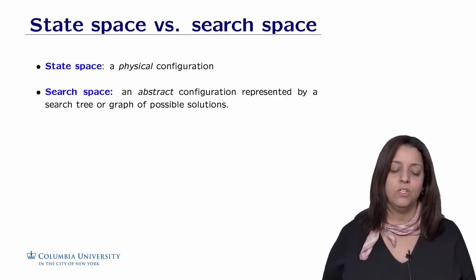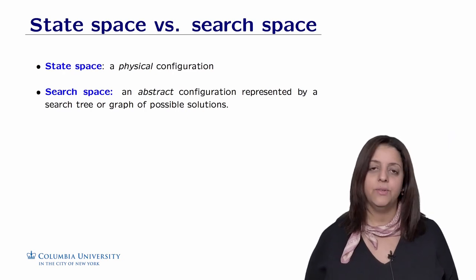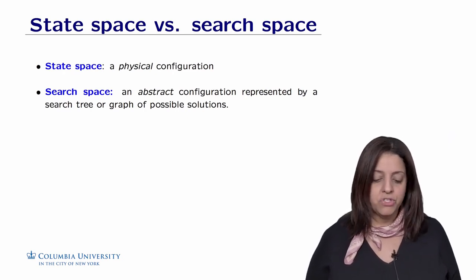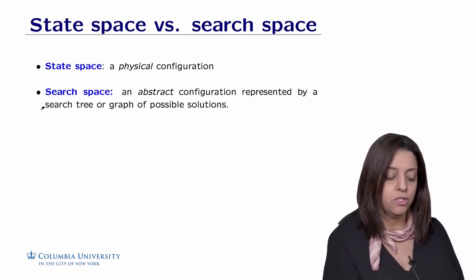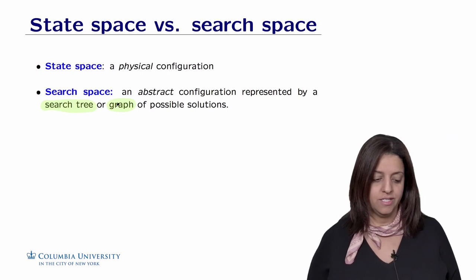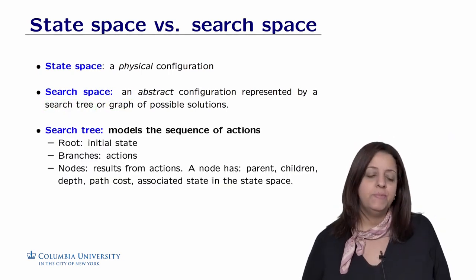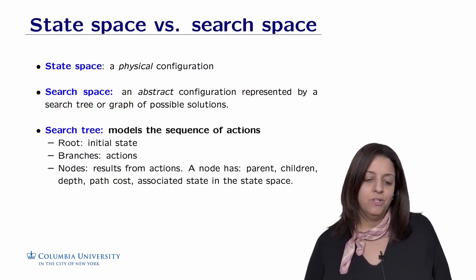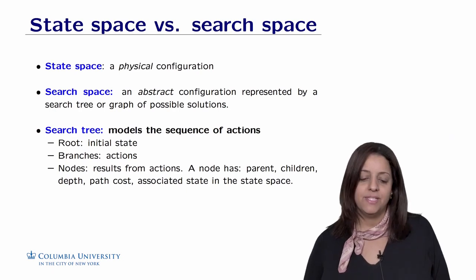In contrast, a search space is an abstract configuration of the problem, which is represented by what we call a search tree or graph. Right? So this is actually modeling the possible solutions to the problem. The search space is typically represented by a search tree that models the sequence of actions.